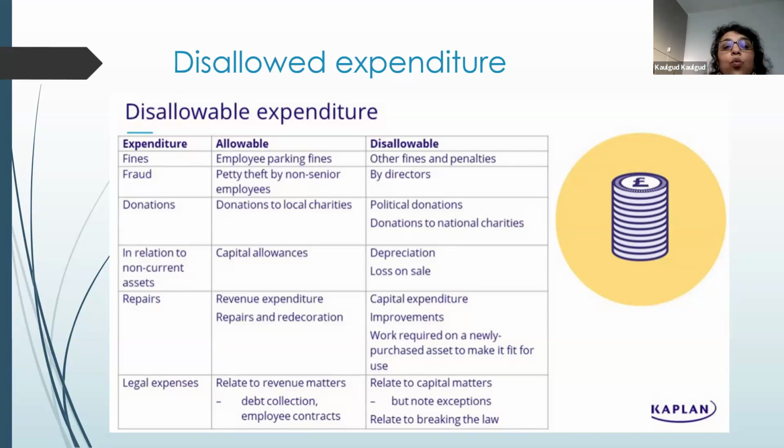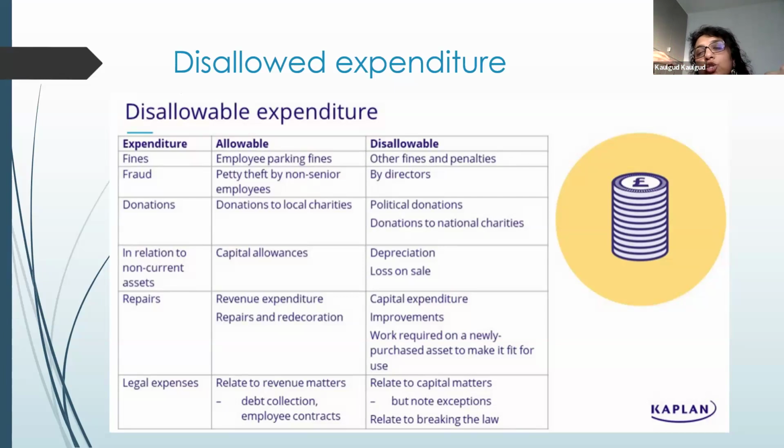So fines. What is allowed and what is disallowed? Employee parking fines. Let us say you all work for a company, and you are sent on a work meeting, and you park somewhere and get a parking fine, and then you can claim it. Most of us think, oh, it was my mistake, I should not be claiming it. However, obviously I don't know whether the employer would reimburse that amount to you, because they will say it was your fault, you should not have parked there. But if it is an employee parking fine, it is an allowed expenditure. So it can stay on the profit and loss.